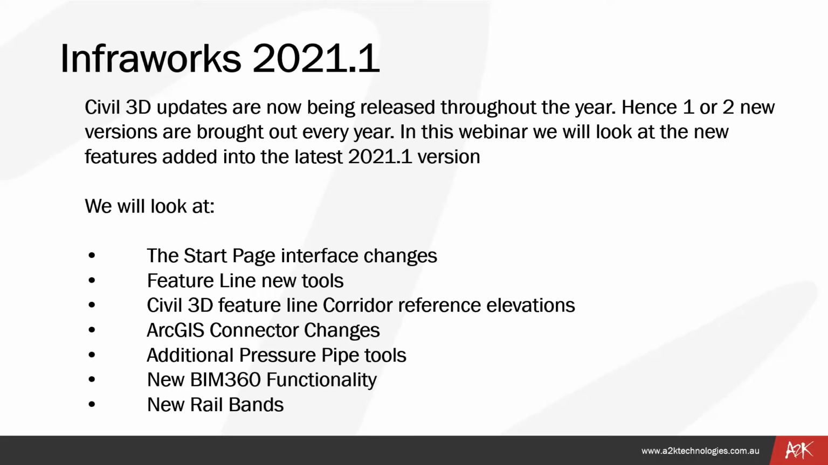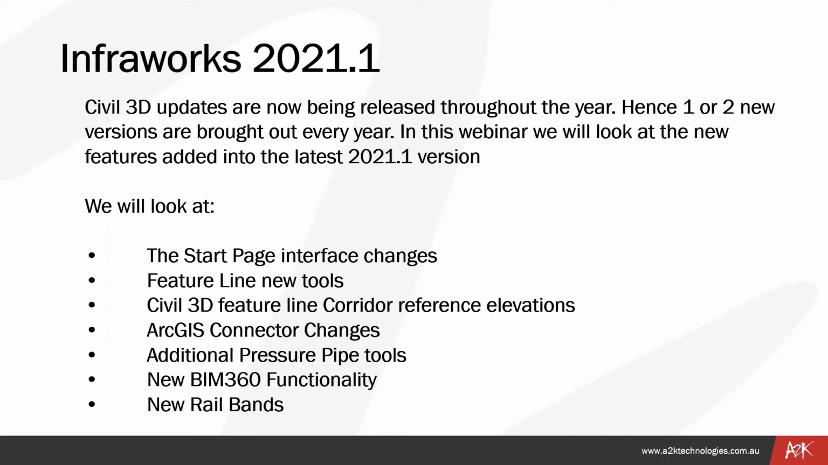So with the 2021.1 version, there's a couple of little extra changes to the start page. Might be useful. Some Featureline bits and pieces, corridors running off feature lines, a little new command in there. A couple of changes around the ArcGIS connector if anybody's using that. We'll have a look at that, and if you haven't seen that, you'll at least be able to see what that is.